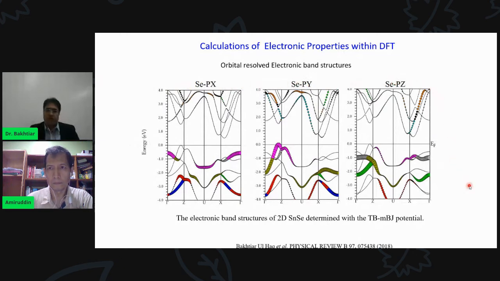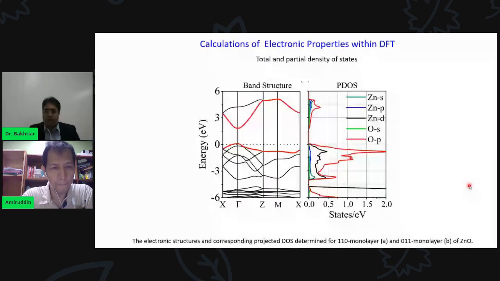Beside this, to understand the contribution of various states into the electronic structure, one can determine the total and partial density of states corresponding to a specific band structure, like here we did for the zinc oxide, two-dimensional zinc oxide. This is the contribution from the different states. So these are the density of states one can calculate.